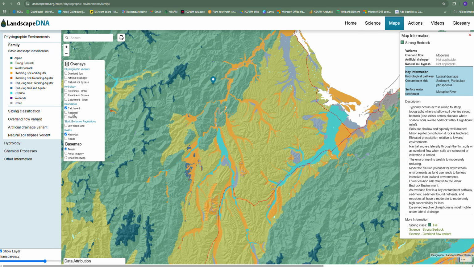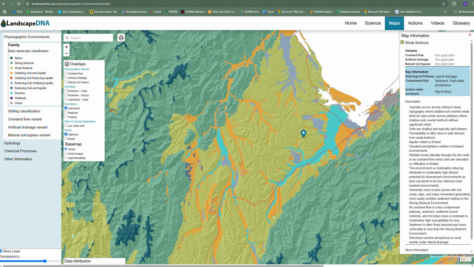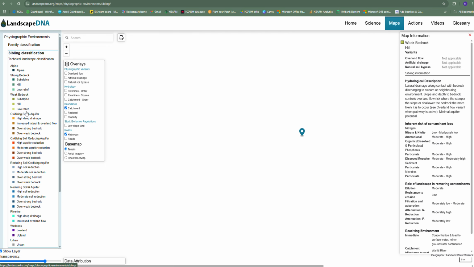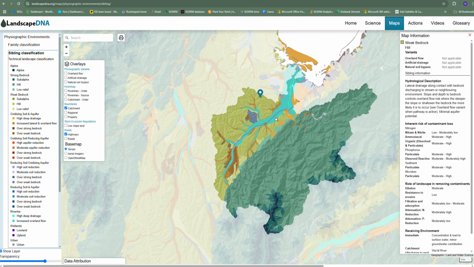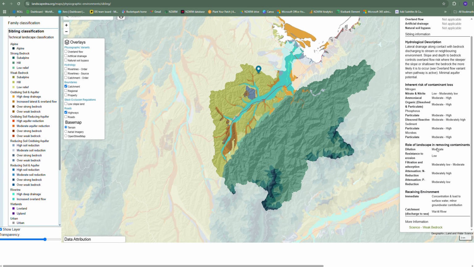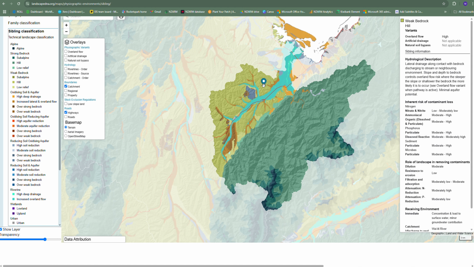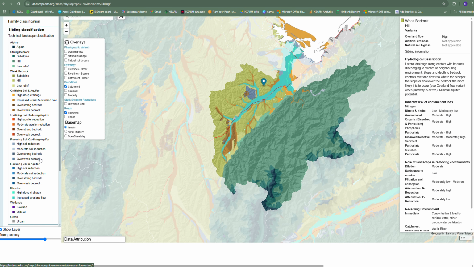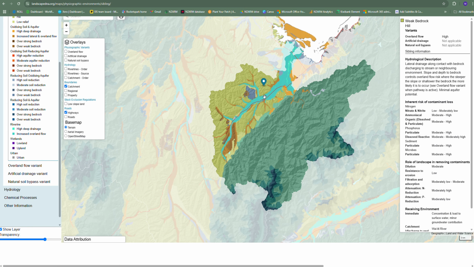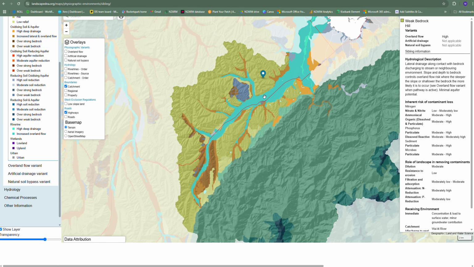And of course you can dig more and more into detail on these sorts of units as well, and there's information on the right hand side about that. So it's a really useful sort of thing. You can dig a little bit deeper on what they've called these sibling classifications. So it's a little bit more technical, I suppose, about how the landscape behaves. And again, it's really useful to go through a whole bunch of other things. So remember, this is land use independent, really. It's how the landscape behaves.